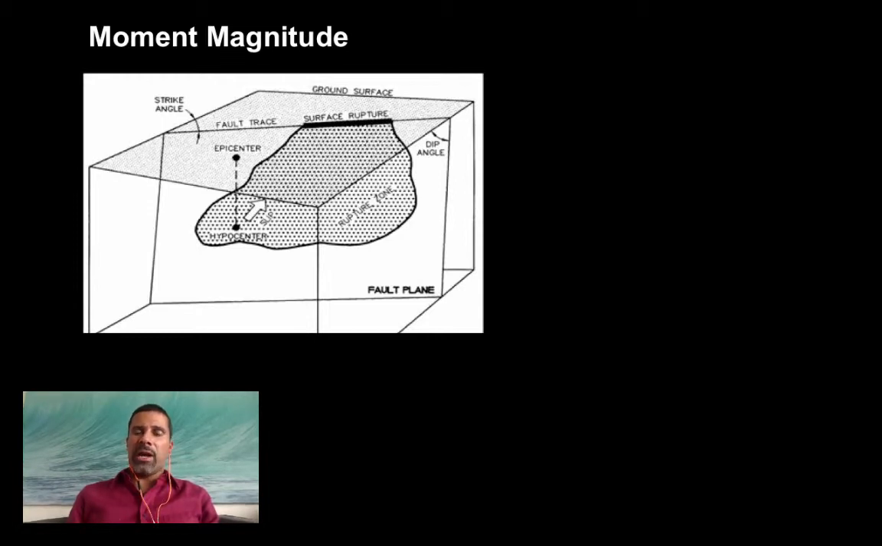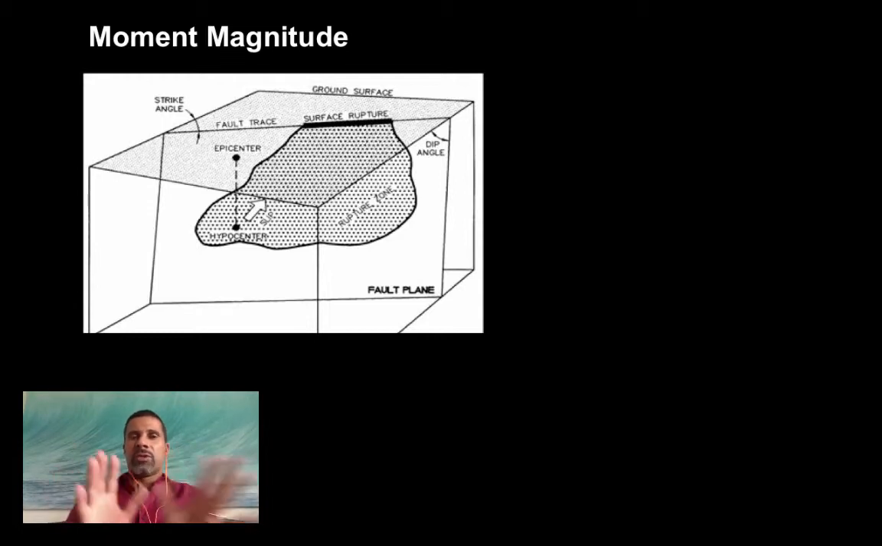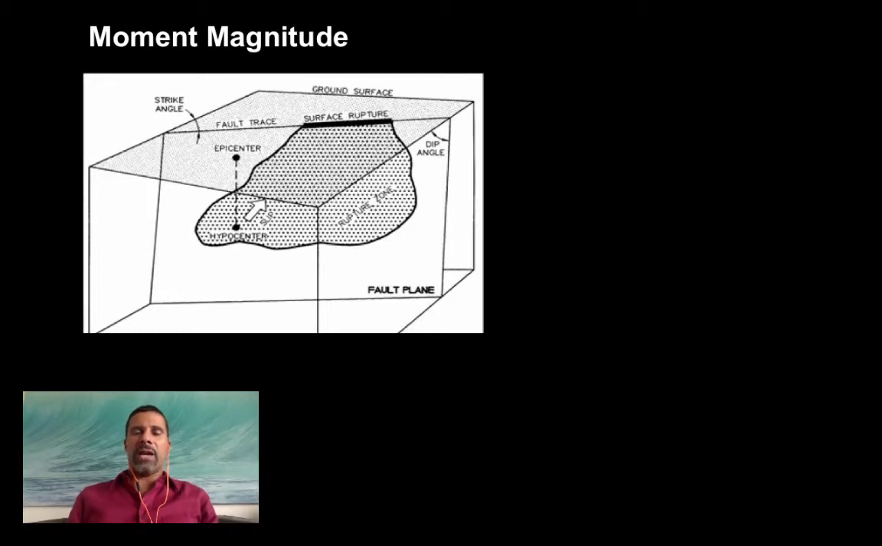Now, at the very boundary, it's not going to slip at all, and in bits in the middle, it could slip a lot more. So it's going to be distributed throughout that whole area, but that is going to be more telling about how much energy is released during that earthquake.